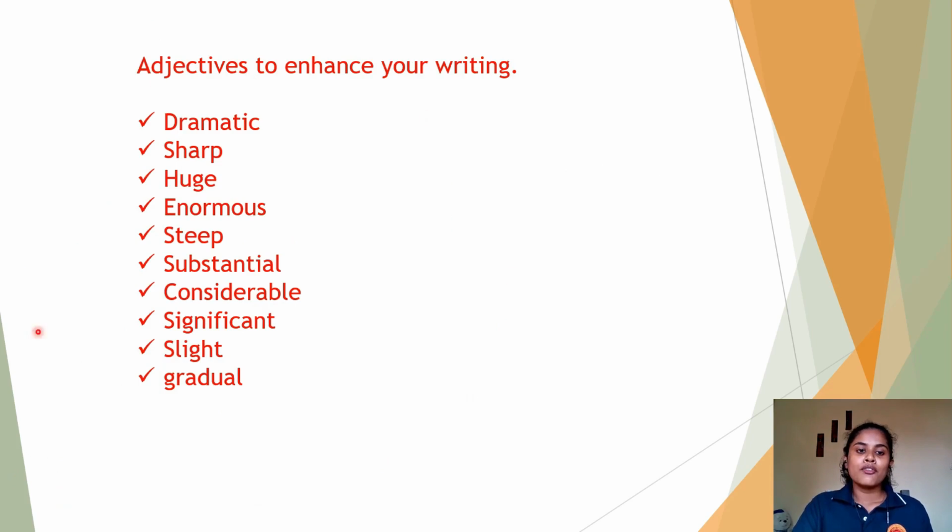And then for some other words to enhance your writing, we can use different types of adjectives, like dramatic, which means there's comparatively a huge difference, as I said earlier, and sharp, huge, enormous, steep, substantial, considerable, which also mean the same as dramatic, significant, in the same meaning again, slight, which is just a small difference, and gradual, where there is a gradual decrease, a gradual increase, likewise. So these are the adjectives that you can use in enhancing the verbs that we're using inside your writing.